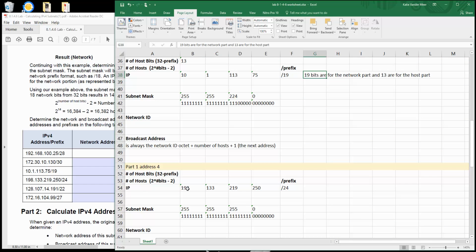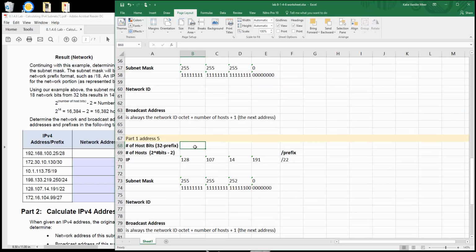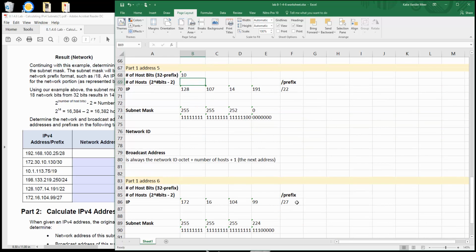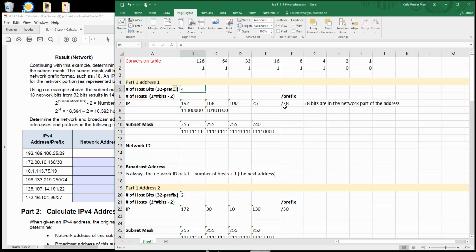Okay, so address 4, we have 24 bits, 32 minus 24, so 8 are for the host. And then 22 for address 5, 32 minus 22, so 10. And then 27 left there, so that leaves us 5. Oops, not 8, 5. So let's try to stick with one problem now instead of jumping all over, but we're seeing how we can figure out how many hosts.